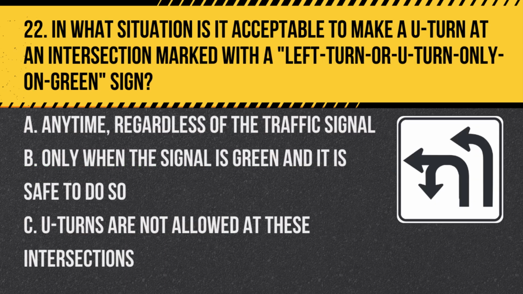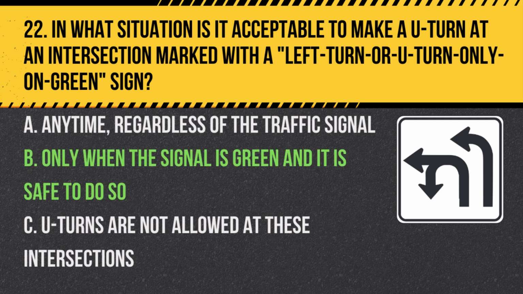Question 22. In what situation is it acceptable to make a U-turn at an intersection marked with a left turn or U-turn only on green sign? A. Anytime, regardless of the traffic signal. B. Only when the signal is green and it is safe to do so. C. U-turns are not allowed at these intersections.